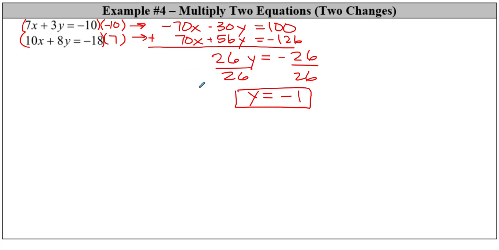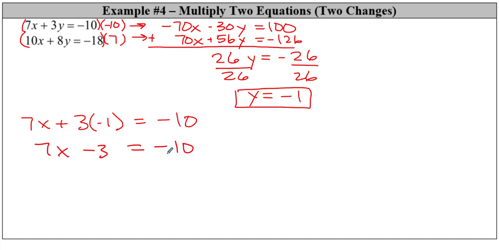Okay, now that I got that y value, let's plug it into either one of these. I'm going to use this top one. Oops, sorry. We have the y value, 7x plus 3 times negative 1 is equal to negative 10. And then we just solve like we've been solving every day. I know you guys love it. I love it as much as you guys do. It's my favorite thing to do in the world.